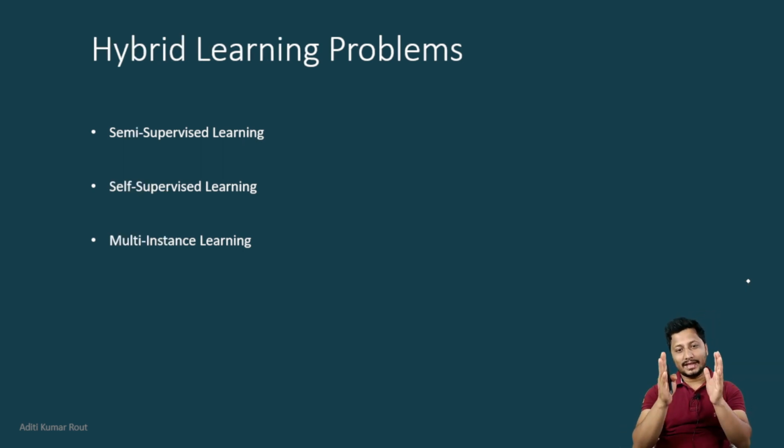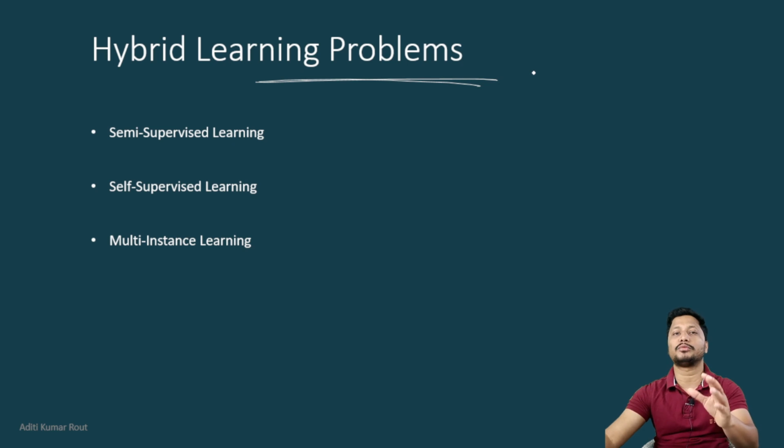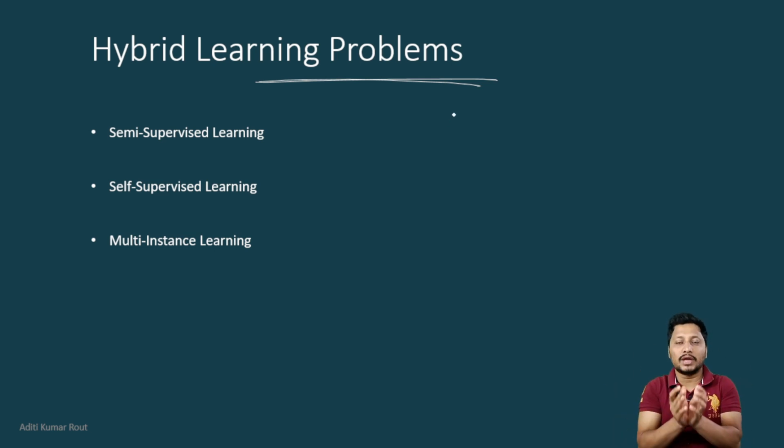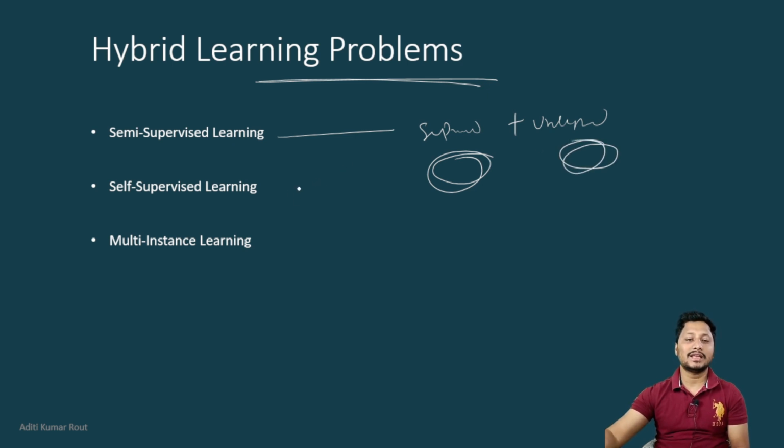My second area of learning problems is hybrid learning problems. Why are these hybrid learning problems? They are not specific to any one major type of learning problem, not specifically supervised, unsupervised or reinforcement learning. This may be a combination of two, or sometimes more than two, or a hybrid approach we are adopting. For example, semi-supervised learning, in some cases uses supervised plus unsupervised. For some of the data set we use supervised, then unsupervised. Same with self-supervised learning, then multi-instance learning. These are some hybrid learning problems.